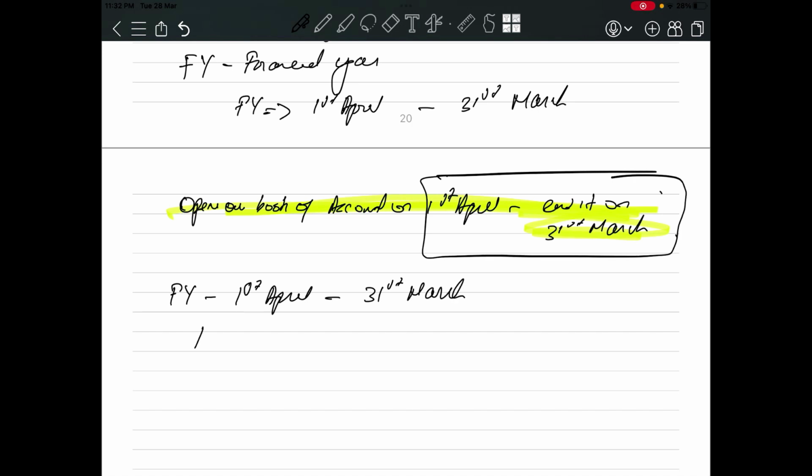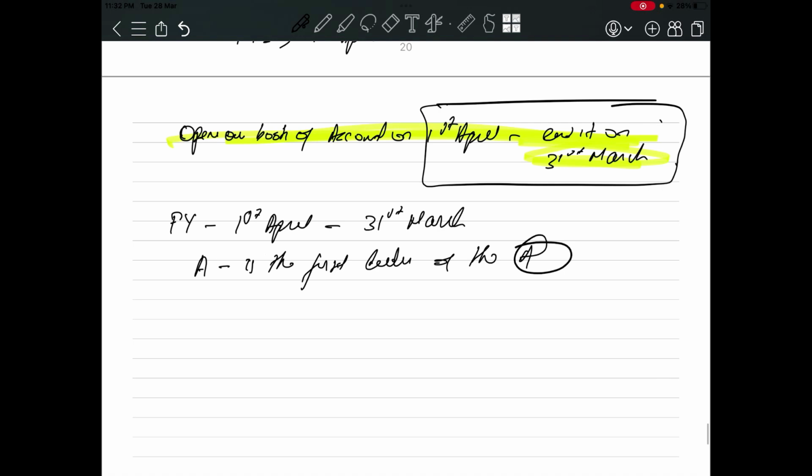A is the first letter of the alphabet, right? So a financial year will start from April. See, the first letter is A. So you can remember it this way.